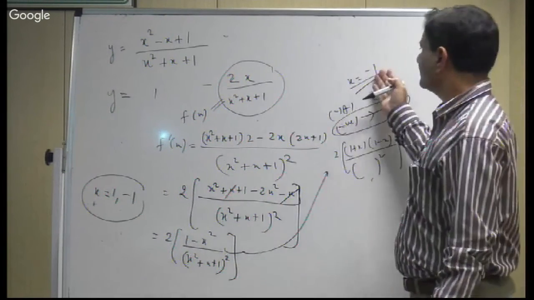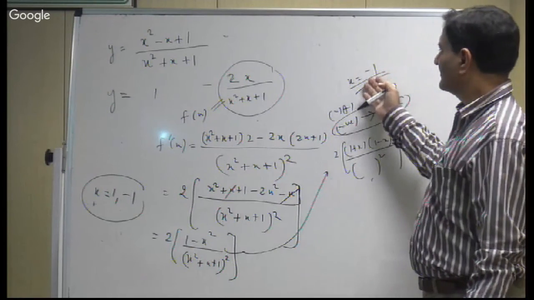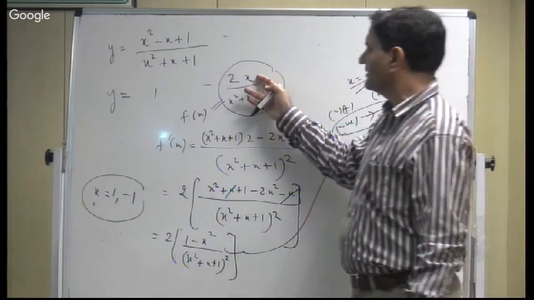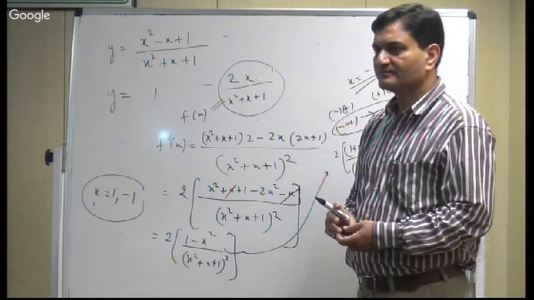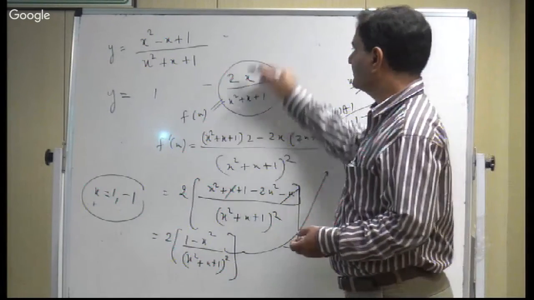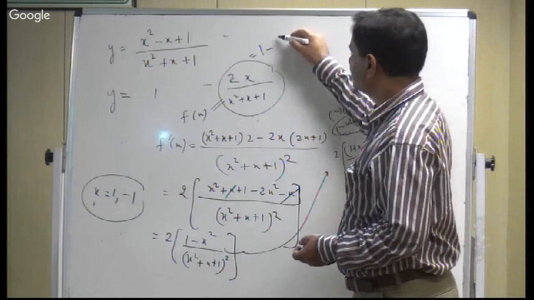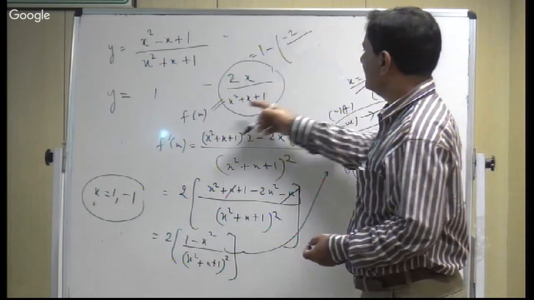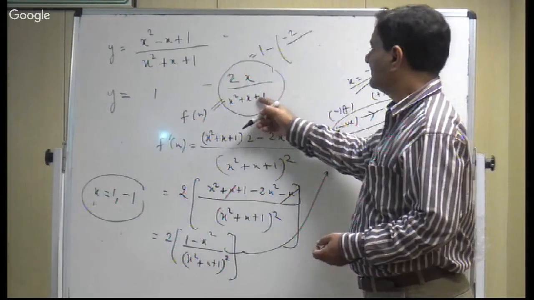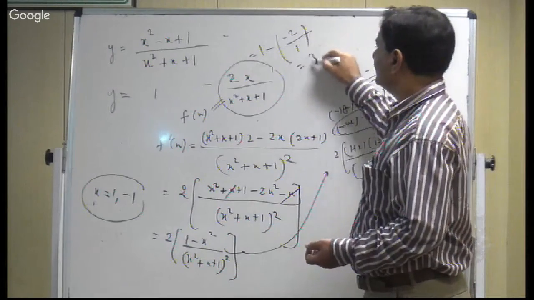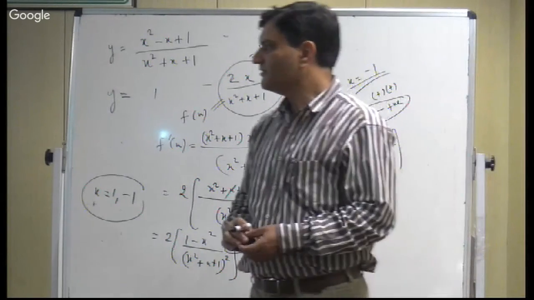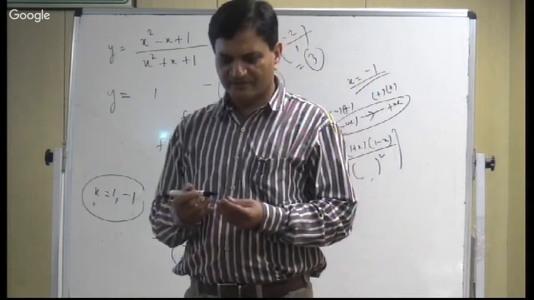So you substitute this value minus 1 here and find out the value of this expression, because the lowest value this will take will be minus 2 upon... if you substitute minus 1, you will get this only. So the value is 3. Maximum value is 3. And what about the 9th question?